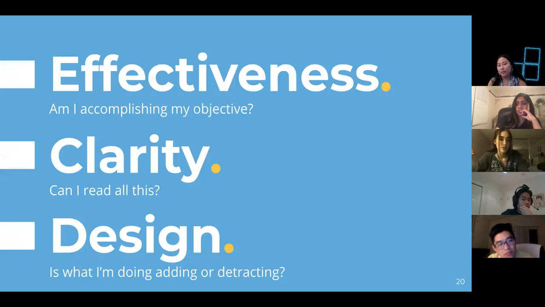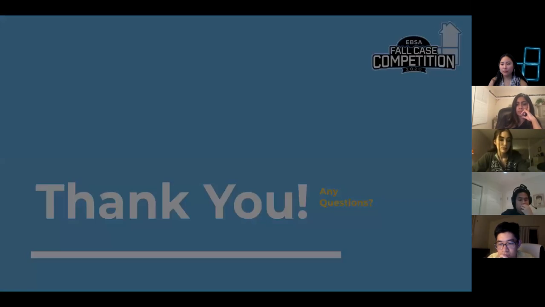So to summarize, we have 3 keys: effectiveness, clarity, and design. With each key, we had a core question attached that should guide us through creating our graphics. And if you keep all these tips in mind when creating your case comp presentations, it may even help your own understanding of the subject material.